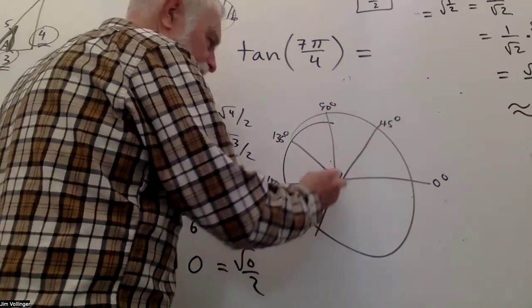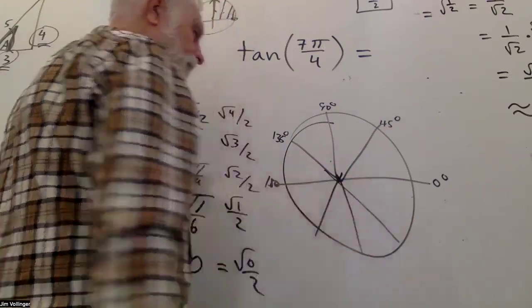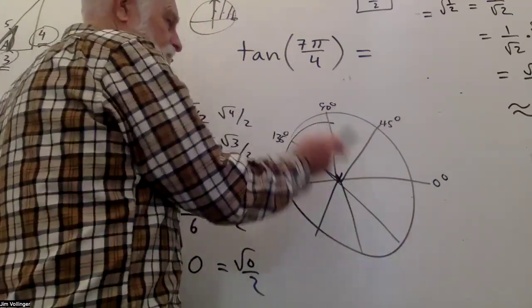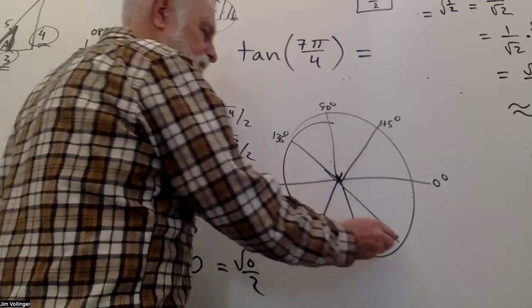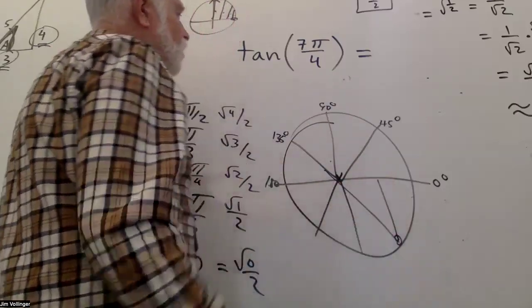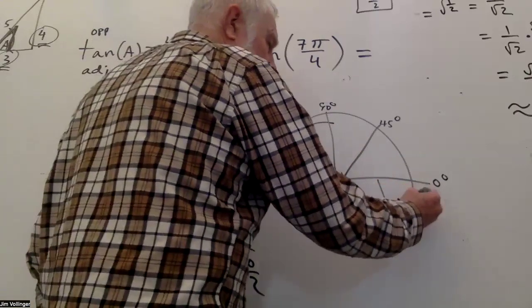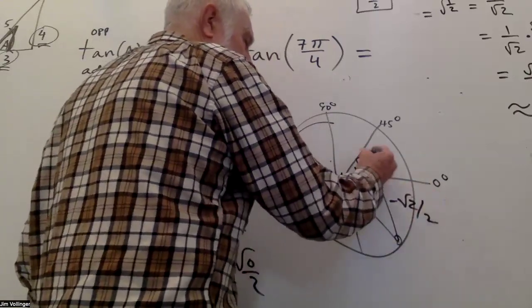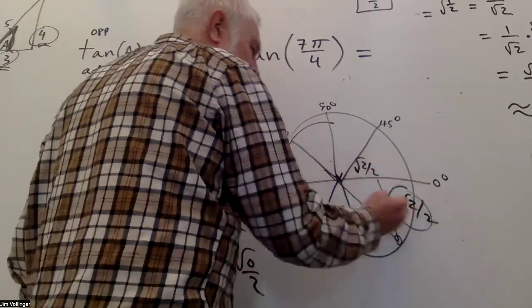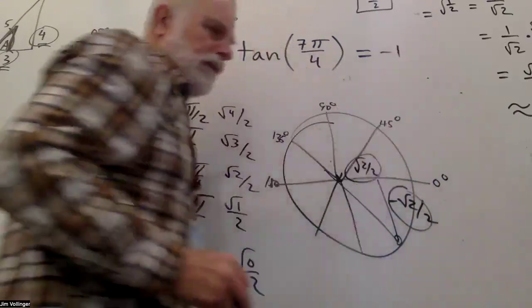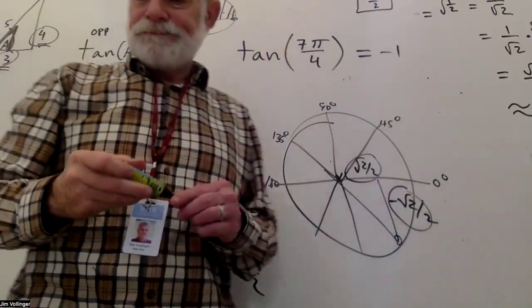Obviously my brain's getting a little tired here. So we want 7. So 1, 2, 3, 4, 5, 6, 7. There we are. And we want the tangent. So that's negative root 2 over 2. And that's positive root 2 over 2. And if I divide that by that, I get negative 1. Okay, I'm running out of breath.